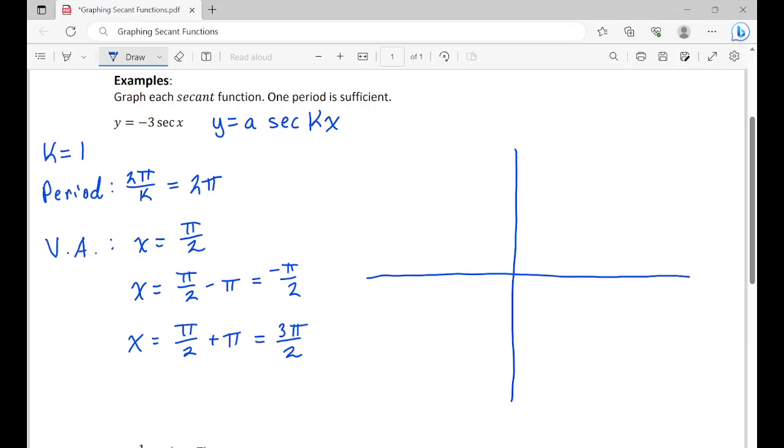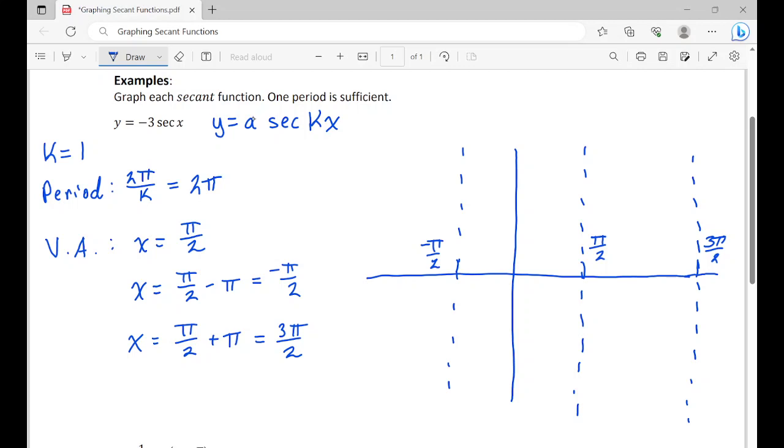So I'm going to plot my asymptotes. I'm going to have negative pi over 2 first. So there's one asymptote. Then I'm going to do pi over 2 here. And then 3 pi over 2 here. So there are my asymptotes. Now we need to go back and graph it.